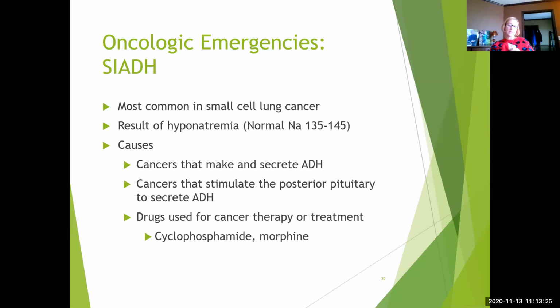SIADH, so some of our cancers can cause SIADH, or syndrome of inappropriate antidiuretic hormone, that we just talked about with our neuro stuff. Some cancers stimulate the posterior pituitary to secrete the antidiuretic hormone. But certain cancers, even if it's not a brain cancer or a brain tumor, can cause an ectopic production of that antidiuretic hormone. So not because it's stimulating the posterior pituitary, but the cancer cells themselves make an ectopic ADH. So small cell lung cancer is one of those that patients can go into SIADH.